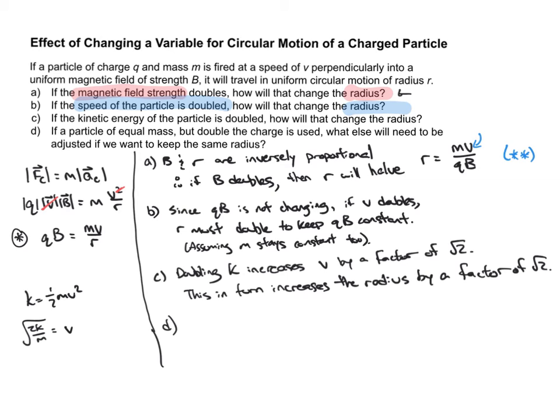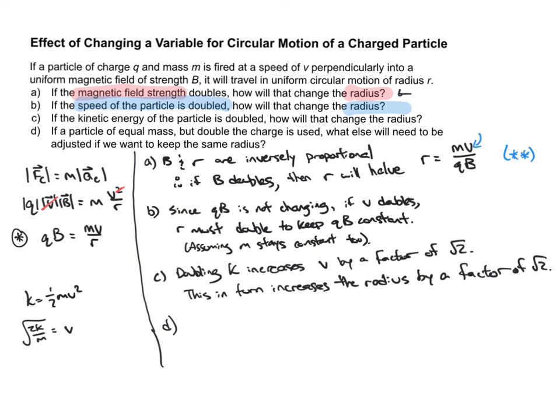Okay, well, there's a couple of ways. So if I analyze equation star, if I double this q value, double the charge value, but I want my radius to stay the same, well, one thing I could do is cut the magnetic field strength in half, and that'll balance out the differences. So if I've doubled the charge but the same mass, I could try to cut B in half to keep my same radius.